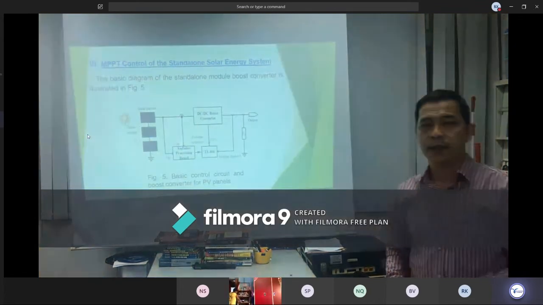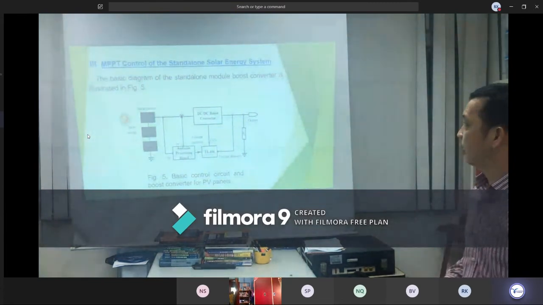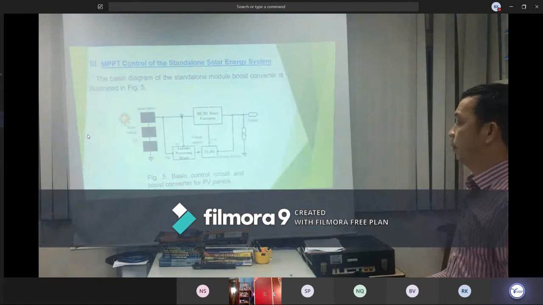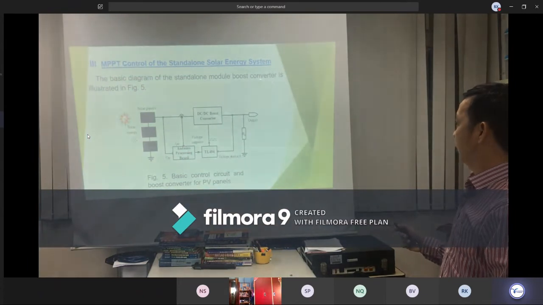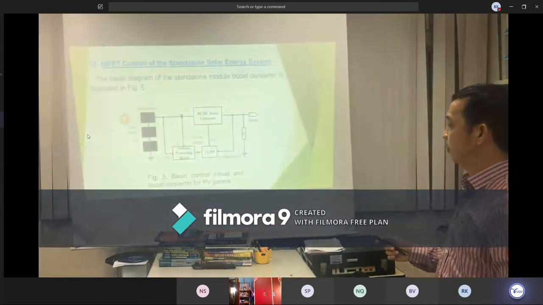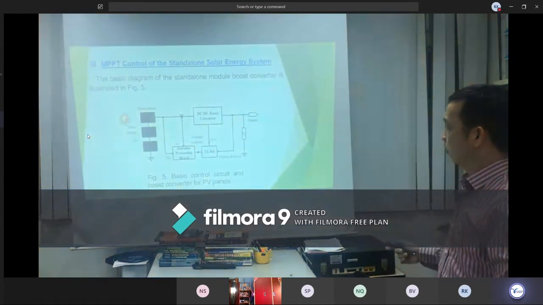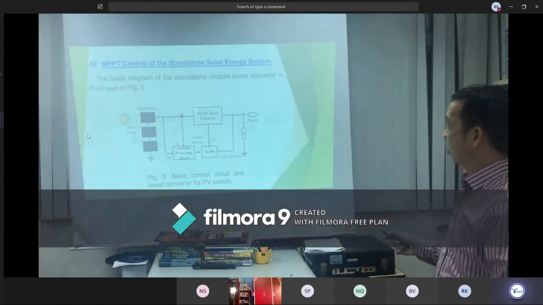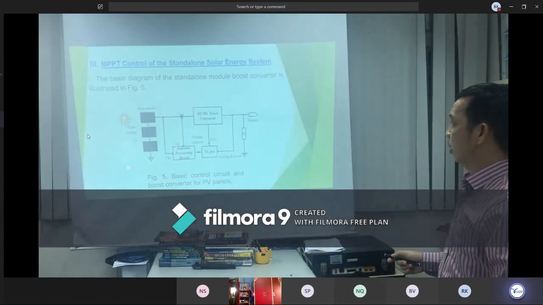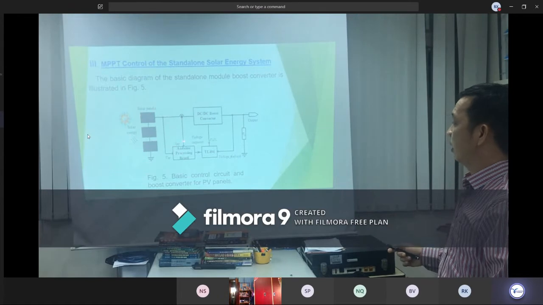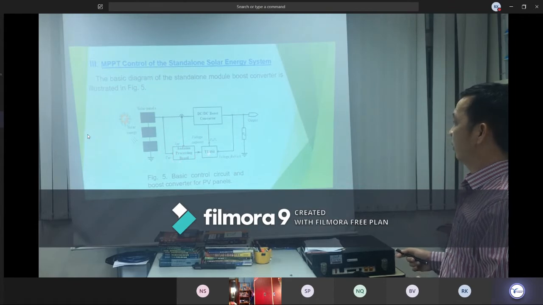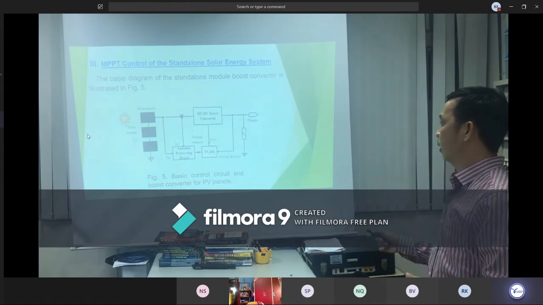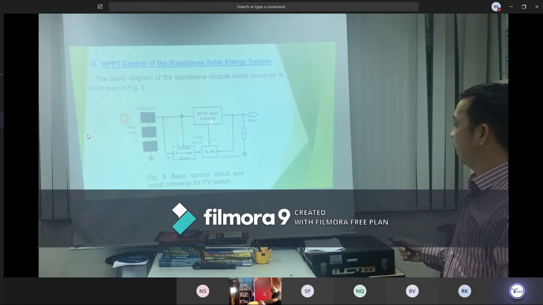So in this slide is MPPT control of the standalone solar energy system. The basic diagram of the standalone boost converter is illustrated in figure 5. The diagram has a solar panel, the Arduino processing board, this IC TL494, a DC-DC boost converter, and a load.